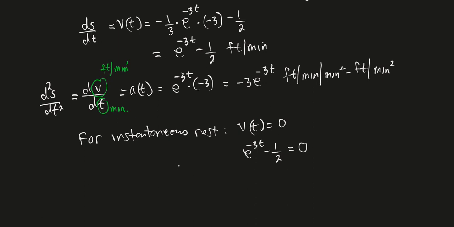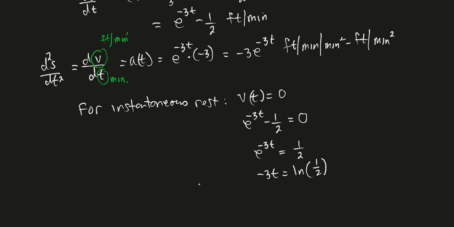So add a half to both sides. We're not going to factor this because there's only one term on this side that has t. So we move the 1/2 over, then use the ln. So negative 3t is the ln of 1/2, and then t is equal to negative 1/3 ln of 1/2.